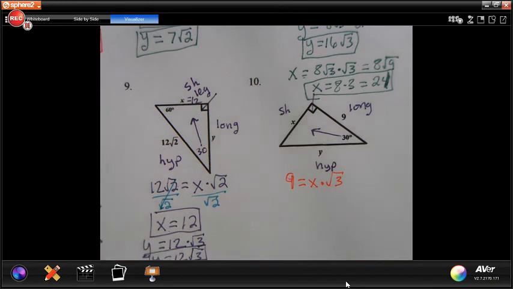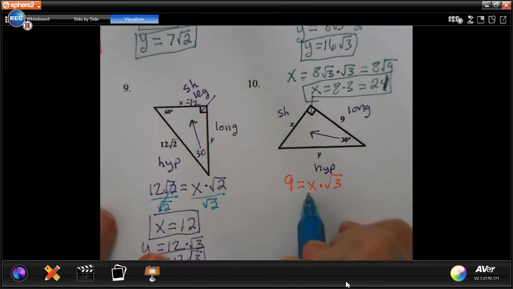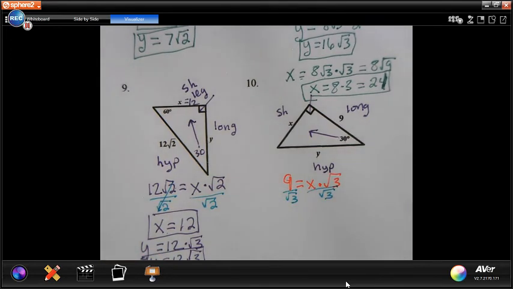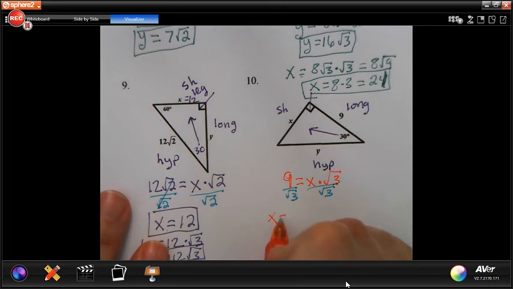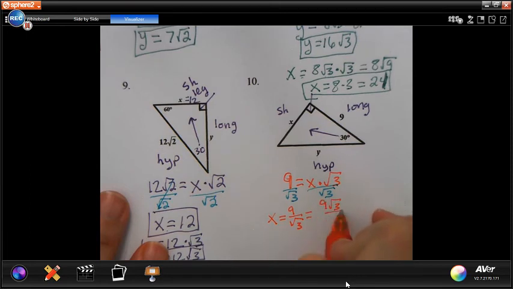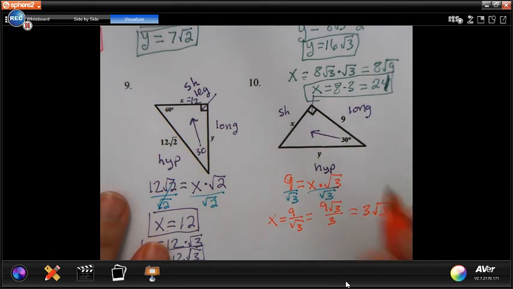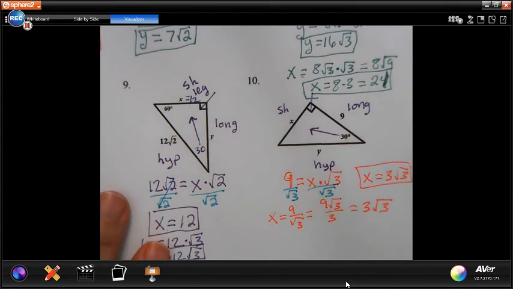Okay, so we have to solve for x. So we divide by radical 3. So that means x equals 9 divided by radical 3. The radical moves upstairs, becomes whole downstairs. And since it's whole downstairs, it can only reduce with the whole number. 9 divided by 3. So we get 3 radical 3. There's that.